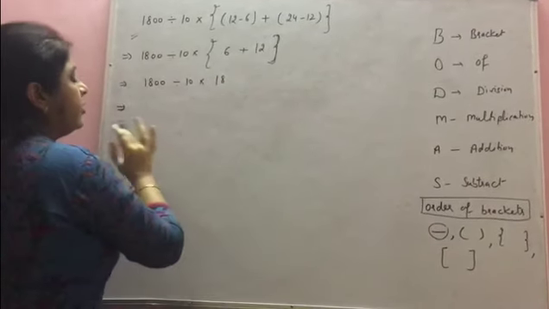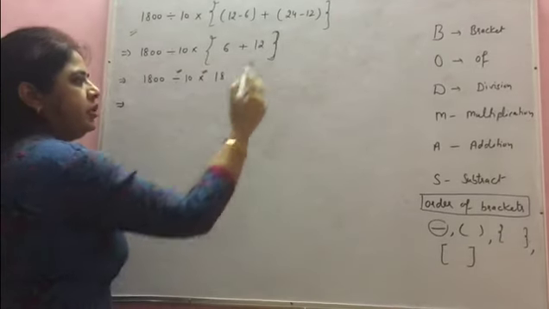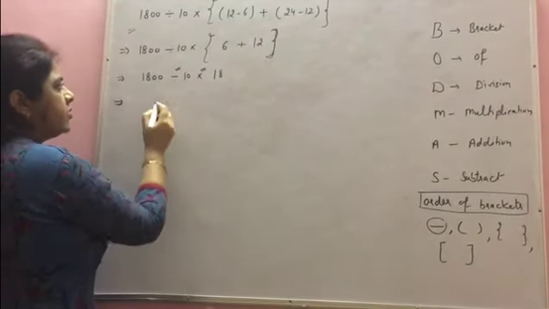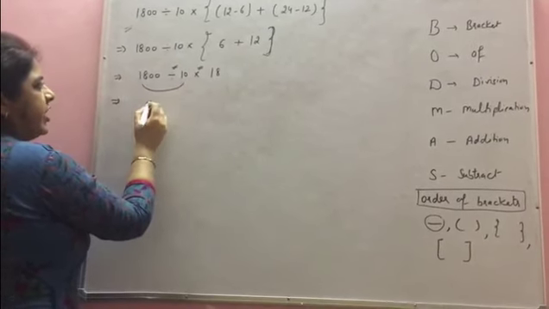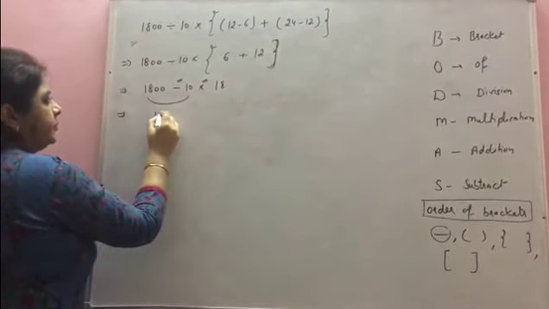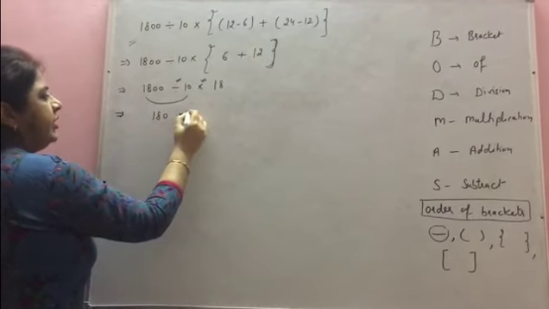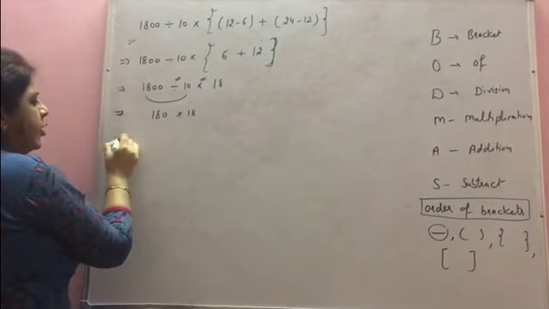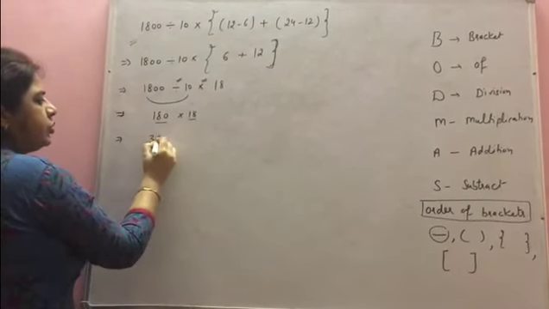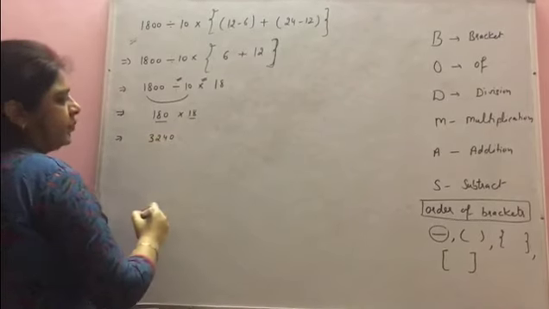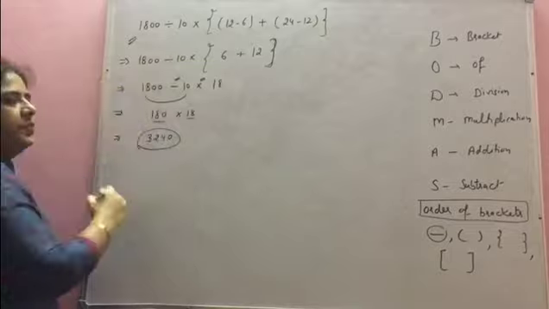Now we are with the operation division and multiplication. Division will be solved first. So divide it. 1800 divided by 10 is 180. Now multiply 180 with 18, which is 3240. So this is the answer for this expression.